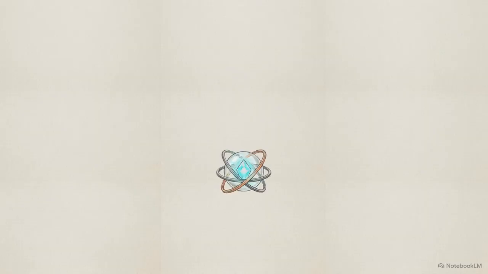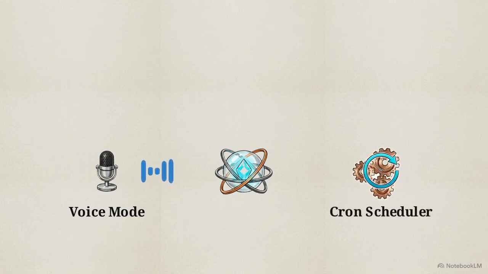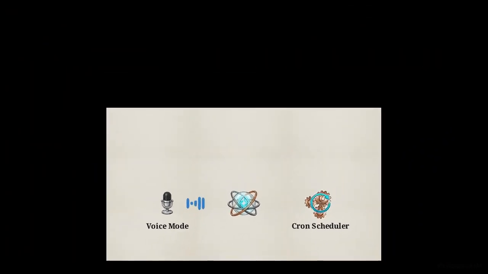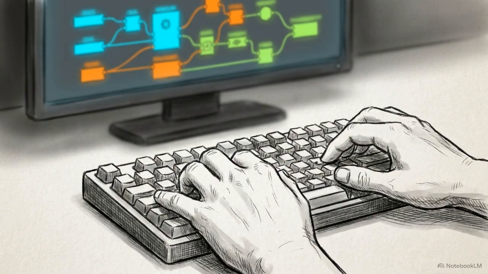Next, try out the native voice mode for real-time multimodal processing, or use the background scheduler to set up unattended recurring cron jobs. The Nous portal handles the heavy lifting of infrastructure. You no longer have to manage token limits across a dozen platforms. Your time goes strictly towards designing complex workflows and building autonomous intelligence.